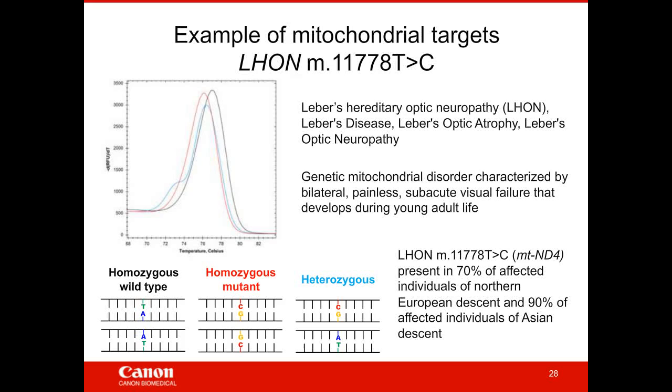This is an example of another mitochondrial target that we offer. This assay is a small amplicon assay, so it generates one peak that distinguishes the genotype. It detects a SNP in the MTND4 gene, which is associated with Leber's disease. Symptoms of this disease include vision loss that often occurs in a person's teens or 20s.